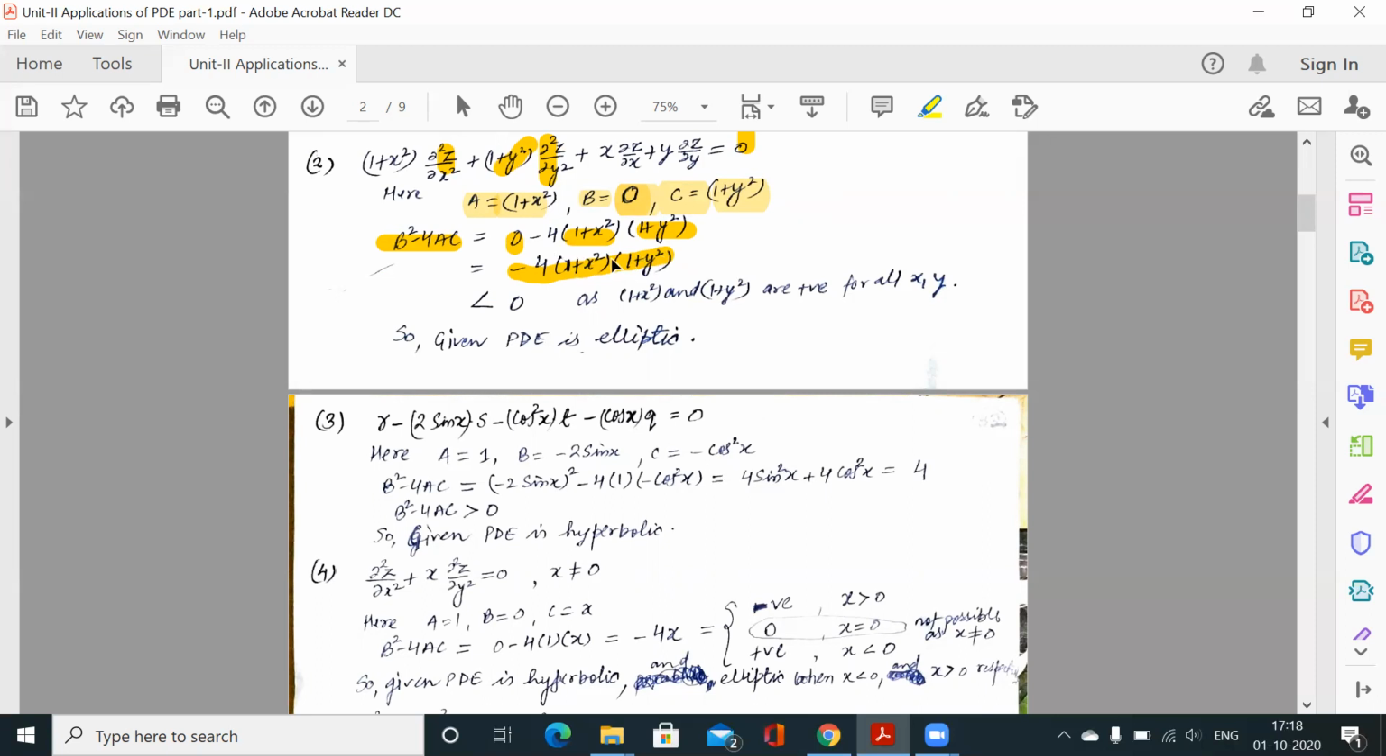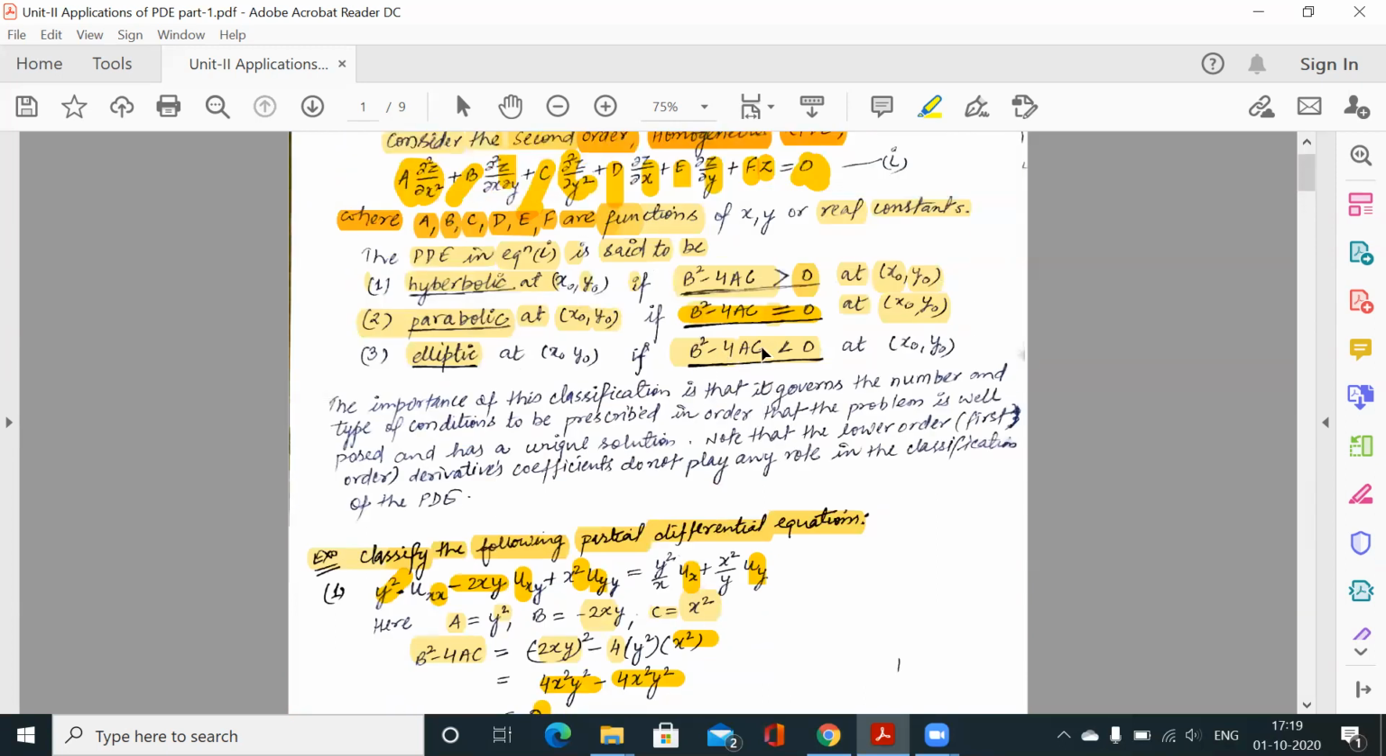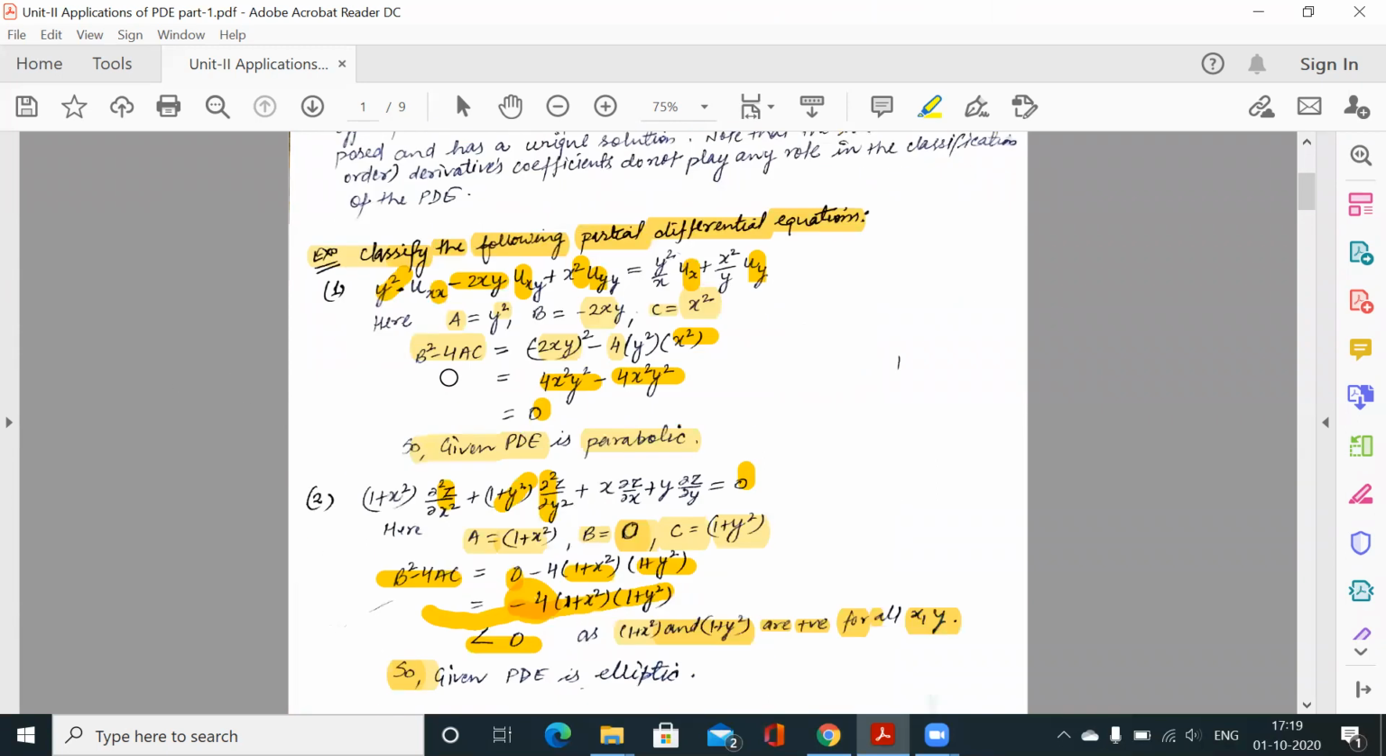So this is positive, this is positive. So positive into positive is positive, and minus 4 will convert these positive values into a negative value. So 1 plus x square and 1 plus y square are positive for all values of x and y. So this will be negative always because the coefficient is minus 4. So because b square minus 4ac is less than 0, negative, that means the given PDE is elliptic. In this case, less than 0 means elliptic.